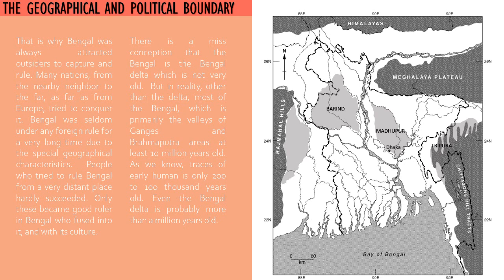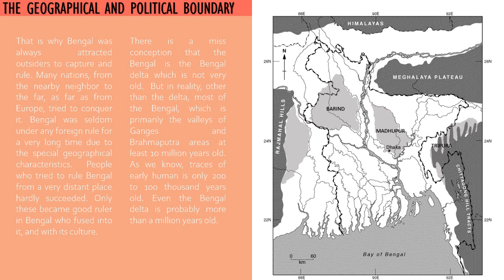People who tried to rule Bengal from a very distant place hardly succeeded. Only those who fused into it and its culture became good rulers in Bengal. The natural boundary also protected the land from foreign invasions. There were only a few channels for foreign peoples to get into this land.